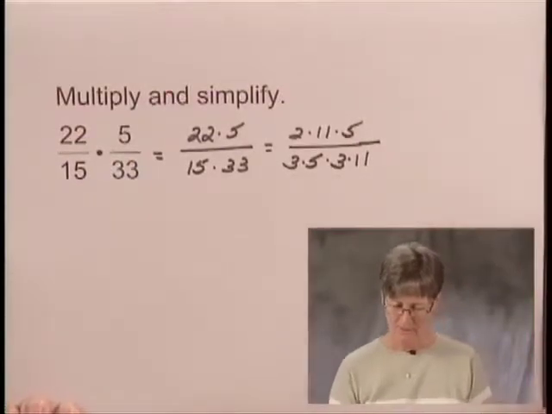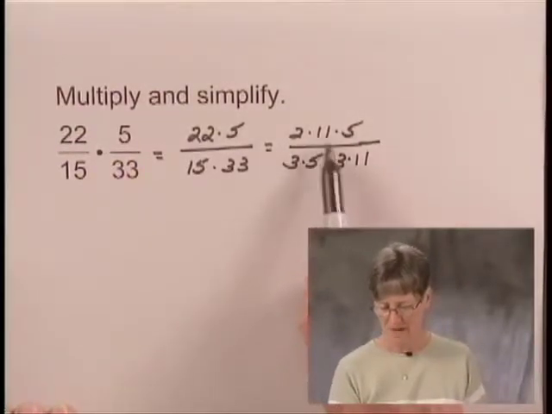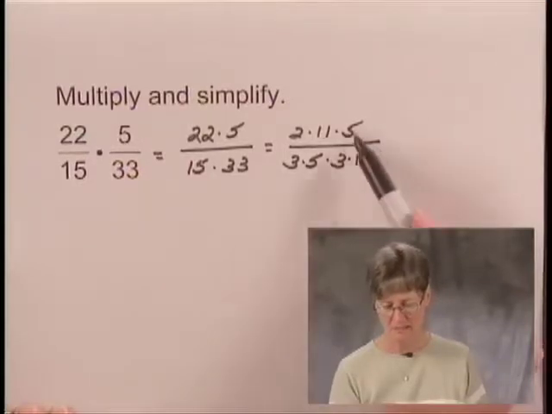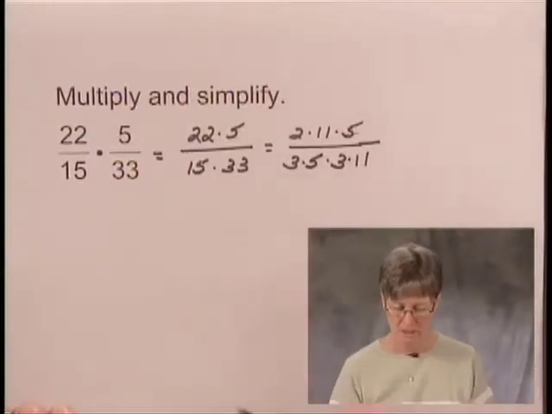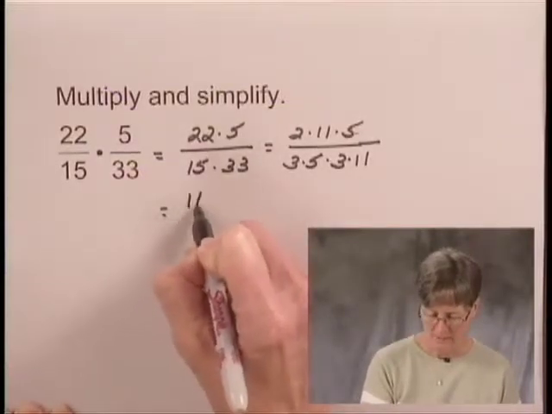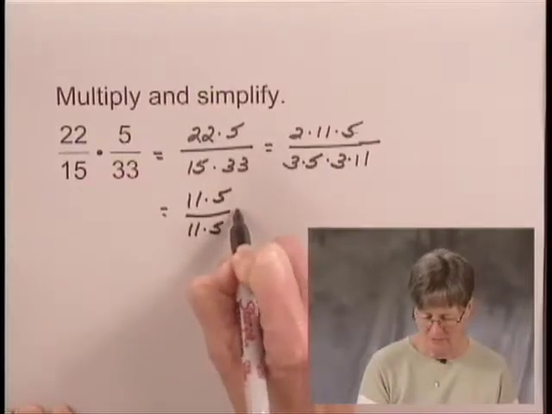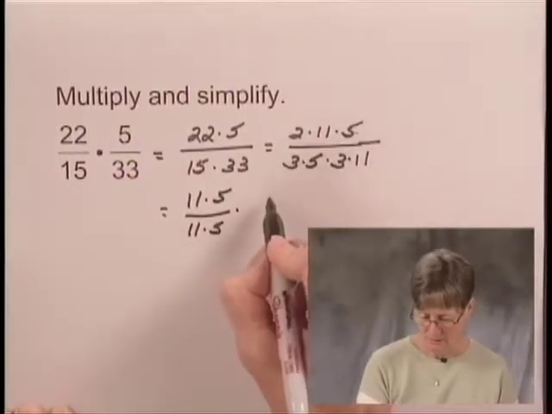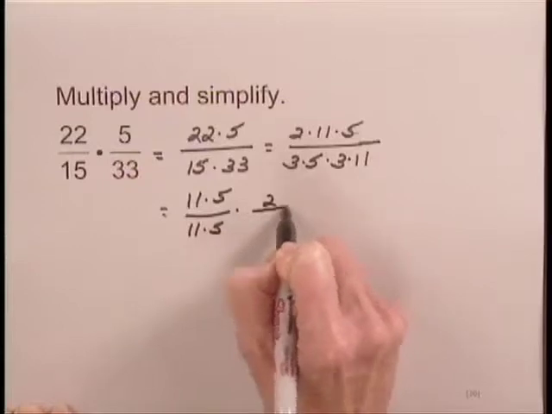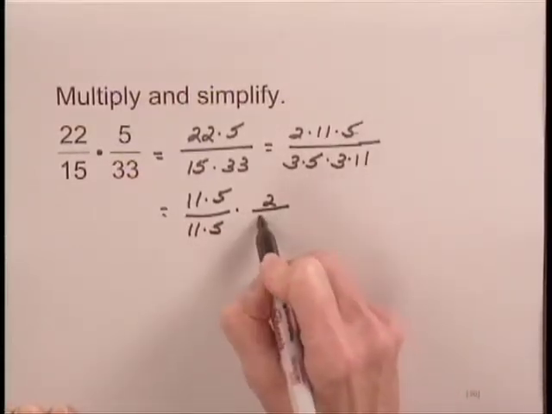And now let's look and see what we have common to the numerator and the denominator. I see a factor of 11 in each place, and I see a factor of 5 in each place. So I can write this as 11 times 5 over 11 times 5. What remains in the numerator is a factor of 2. And in the denominator, after I remove the 11 and the 5, I have 3 times 3.